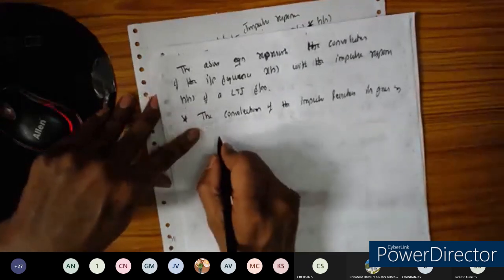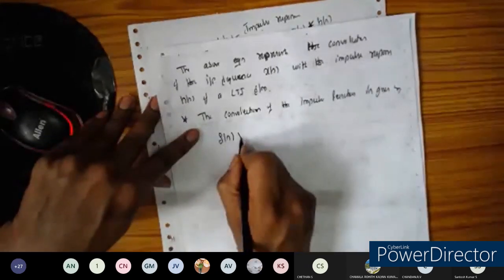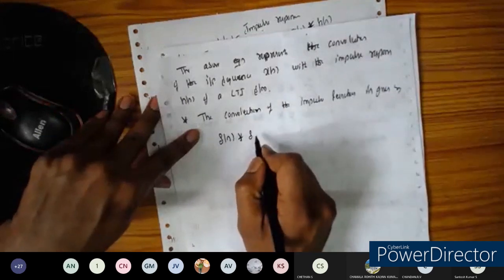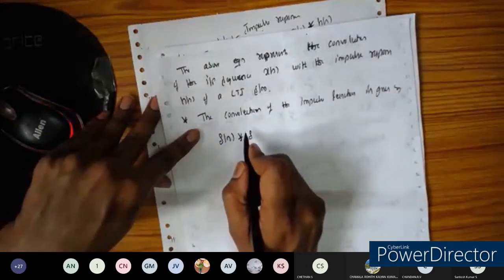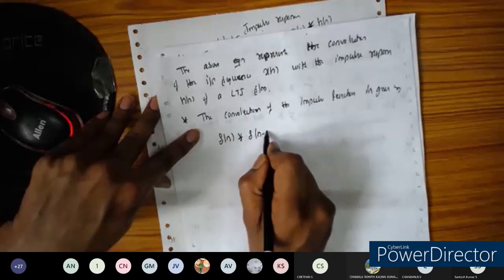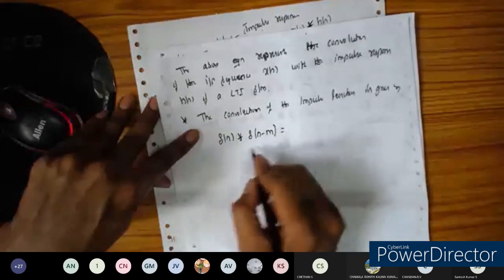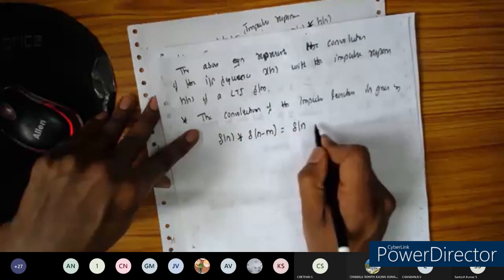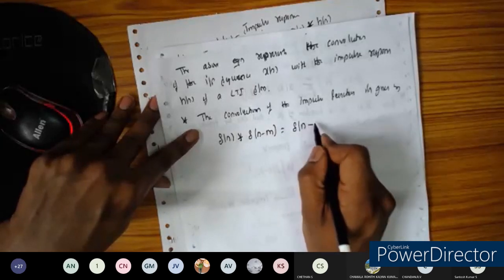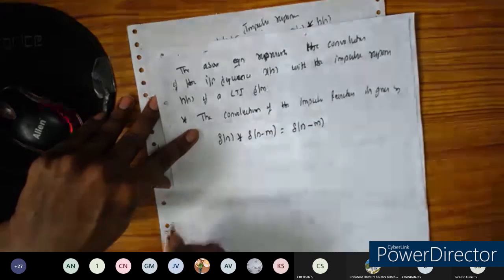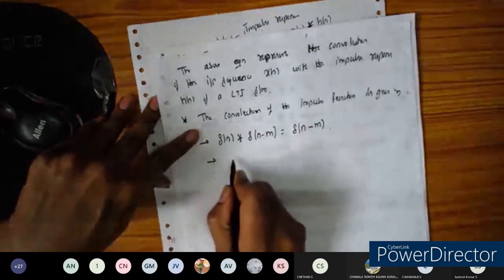Suppose I have the impulse function delta of n convolved with the other function delta of n minus m. We can write that as delta of n minus m. Okay, this is one kind of property.